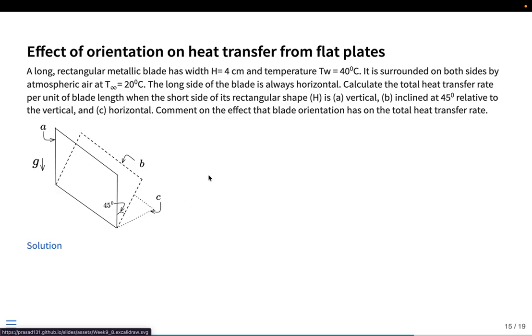For the different scenarios, the height of the plate, or basically the width of the plate, this particular quantity from here to here, is given constant to be around 4 centimeters, and the temperature is 40 degrees Celsius. And this 40 degrees Celsius is on both sides of the walls. The entire plate is at 40 degrees Celsius, so it is cooled wherever it is in contact with the air. Both sides are surrounded by air, so you have to take into account both of them.